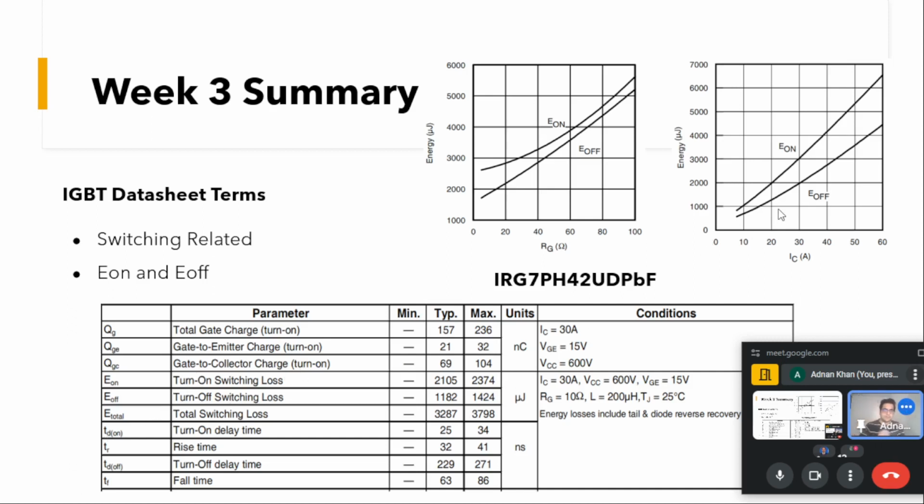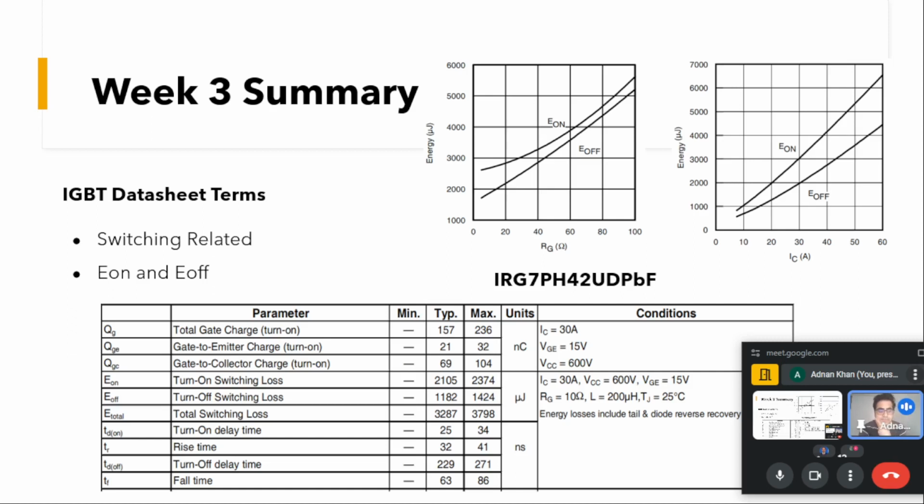We can also see the variation of these E on and E off with respect to the collector current by these graphs. The more the collector current, the more the E on and E off losses. And you can see here that E off loss is less than the E on loss. You can assume why this is so.